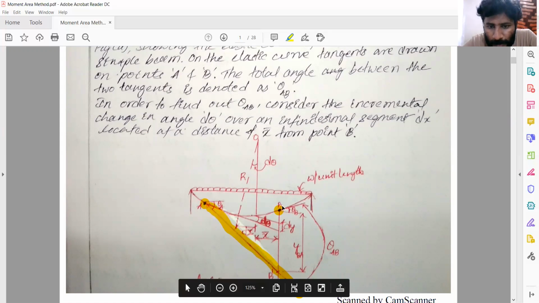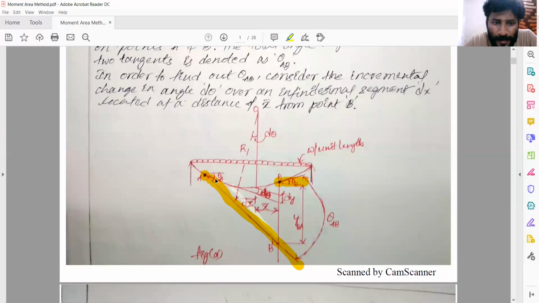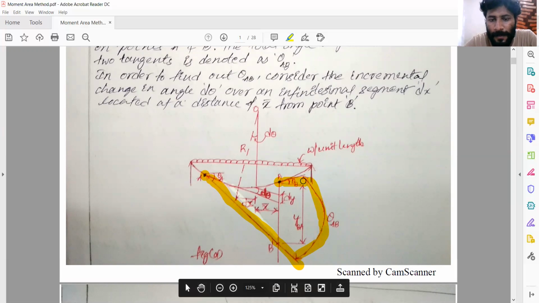At point B also, we have drawn the tangent to the elastic curve. The angle between the tangent and the horizontal is theta A at point A, and theta B at point B. So the angle between these 2 tangents is called theta AB. That's called the change in slope between the 2 points. The change in slope between the 2 points is what the moment area theorem 1 gives.